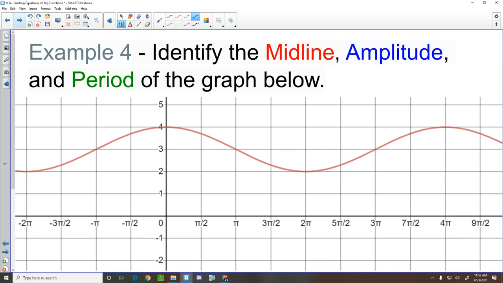Example 4, can you put all three of these together? There's a single graph. I want you to identify the midline, the amplitude, and the period of that wave. Can you find all three parts on your own right now?